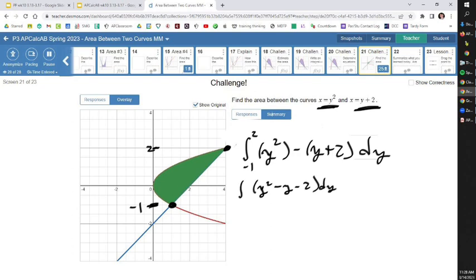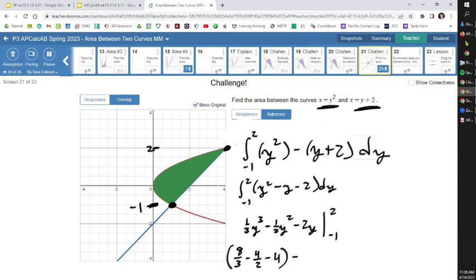Now we integrate. I'm going to do the antiderivative. So I get 1 over 3 y to the third minus 1 over 2 y squared minus 2y. And then I'm going to plug in 2 and -1. So first when I plug in 2, I get 8 over 3 minus, that would be 2 squared, which is 4, so it would be 4 over 2. That simplifies. Minus 2 times 2, which is 4.